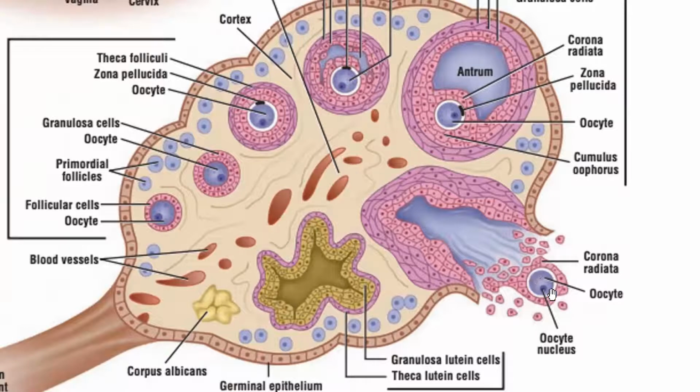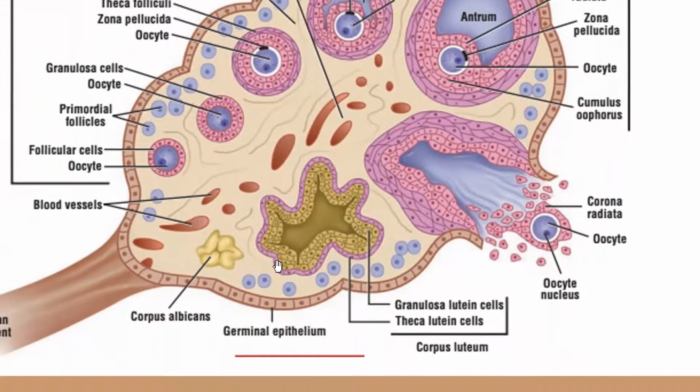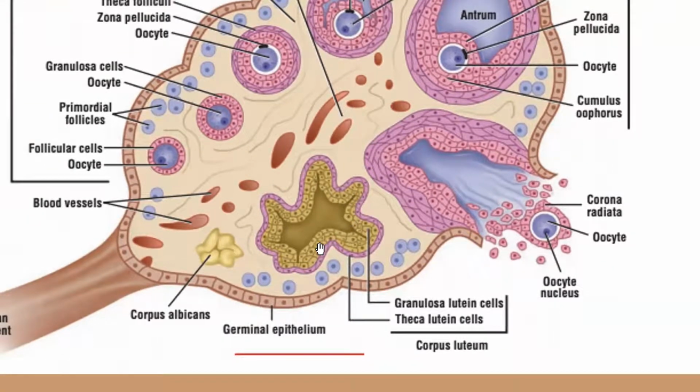The ovulation takes place as you see here. The oocyte with corona radiata as the supporting cells are released, and the granulosa cells and theca cells remain in the ovary. They change to a body which we call corpus luteum, and the corpus luteum is responsible for making progesterone. This corpus luteum makes progesterone for 15 days. If pregnancy happens, it makes progesterone for 3 months.